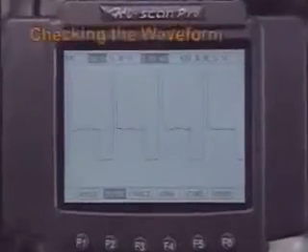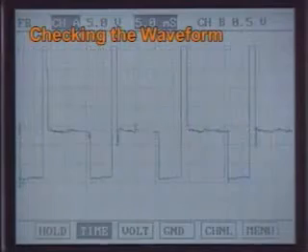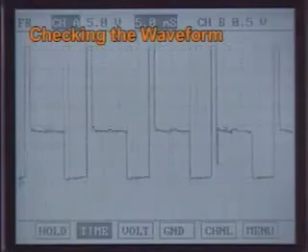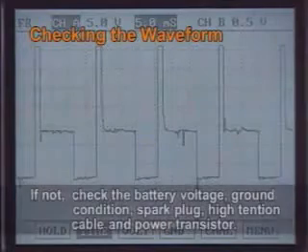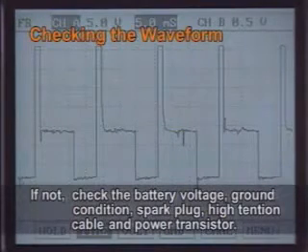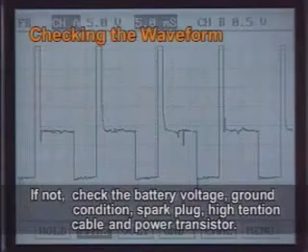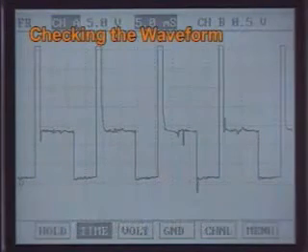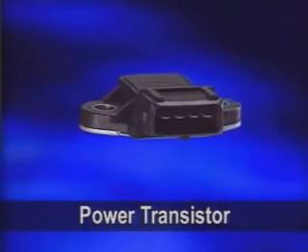To check the waveform, measure it at the primary coil. The waveform at the primary coil on timing should look like the waveform on the screen. If not, check the battery voltage, ground condition, spark plug, high tension cable, and power transistor. To check the power transistor, measure the waveform.